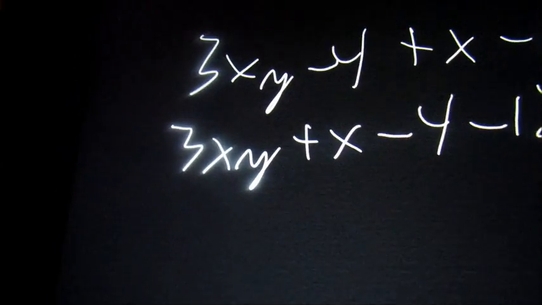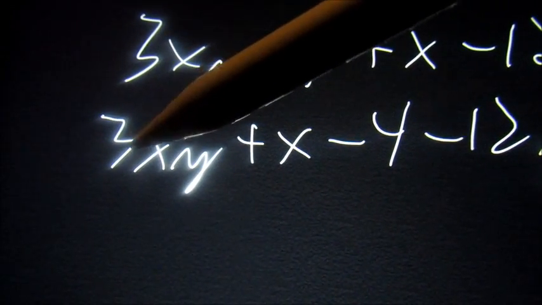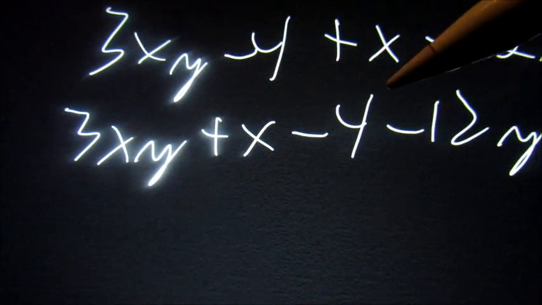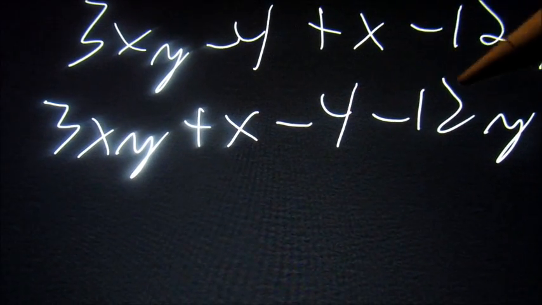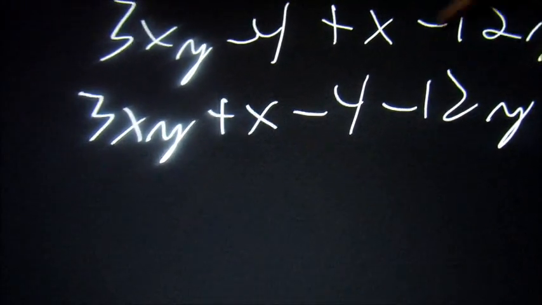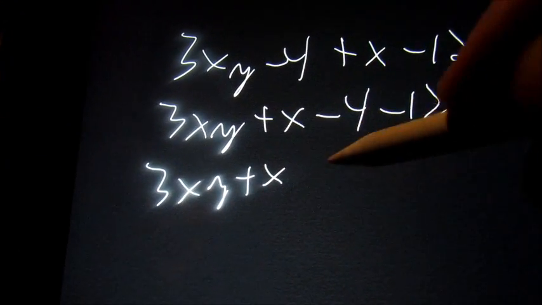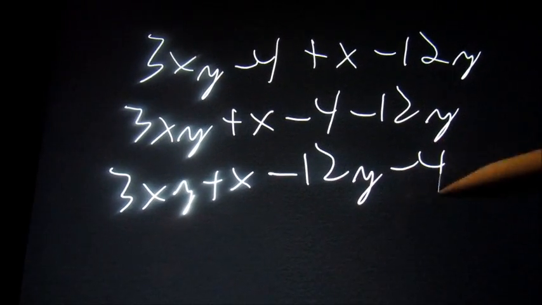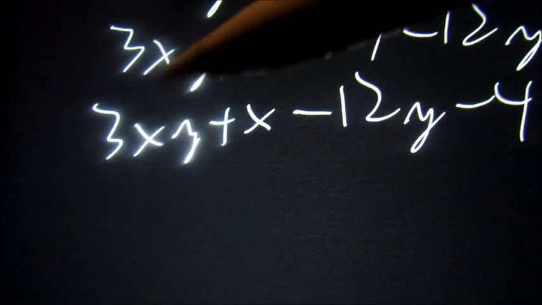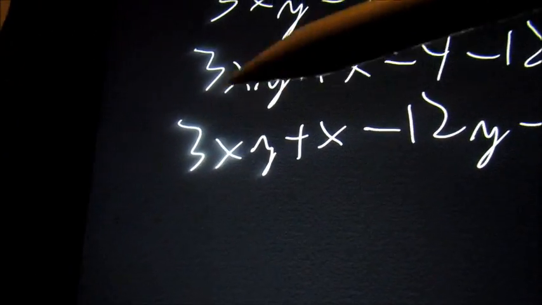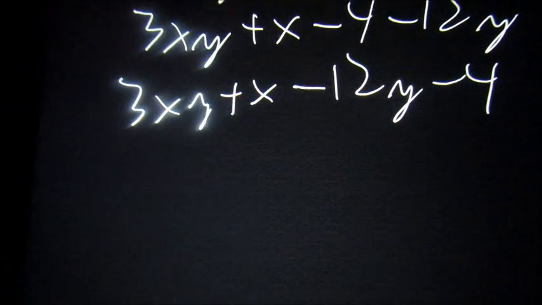Actually, if you notice, we have a 3, this has a 3. This is times 1. This 4 is smaller than the 12. So I'm also going to rearrange these two. So I'm going to have 3xy plus x minus 12y minus 4. Because I want the bigger term first on both sets. Or I could have done x plus 3xy and then minus 4 minus 12y.